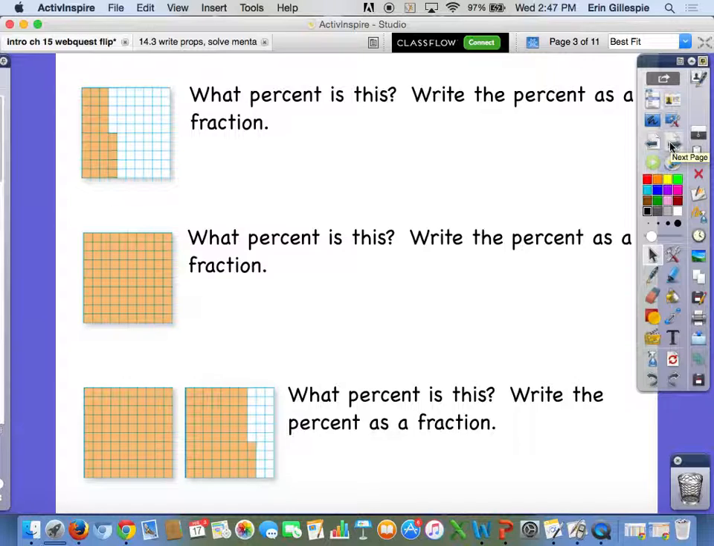Percents, they're out of 100, so those are 100 grids there. So you would go, all right, I've got 1, 2, 3, 10 blocks there, and then I have 5 units, so that would be 35%.